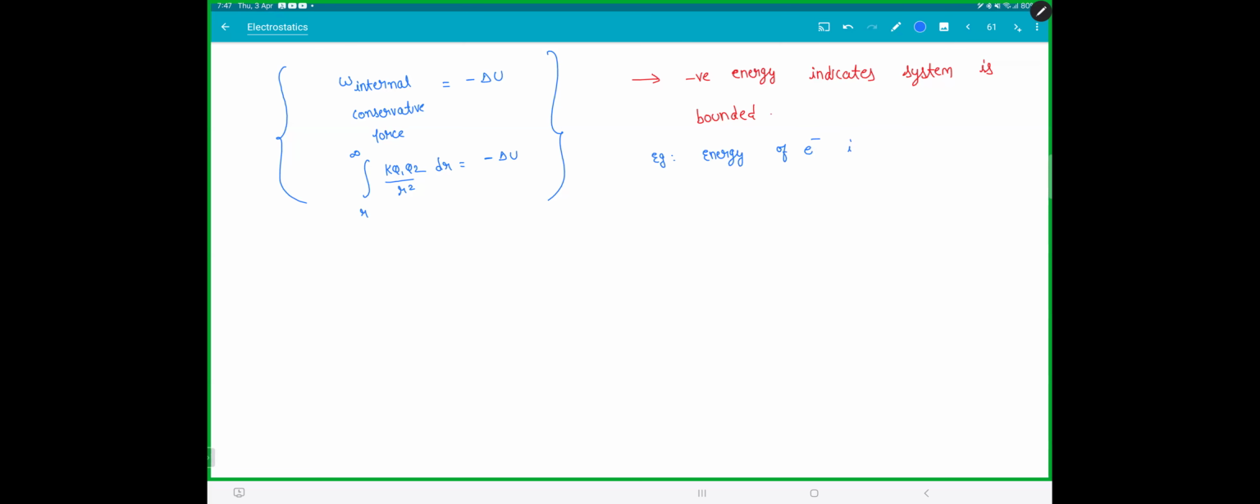So the energy of an electron in the first orbit of a hydrogen atom is minus 13.6 eV. So what it means is we need to provide plus 13.6 eV to separate the electron from the nucleus. So when it goes to infinity, energy becomes zero, meaning you got separated.